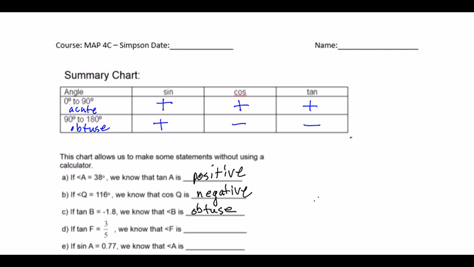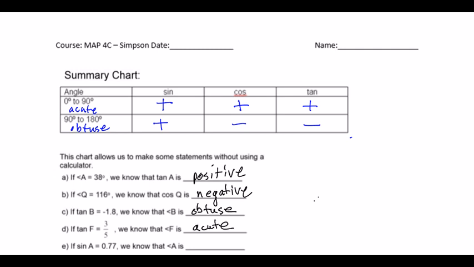For the ratio tan of F equals 3 over 5, we know that 3 over 5 is a positive number, and we're looking at the tan of the angle. So what we have to do is look at the chart. We notice that 3 over 5 is positive, so we go to tan and look for the positive, which means it is an acute angle.